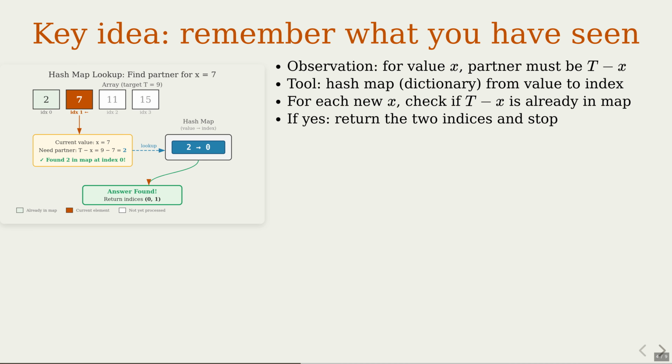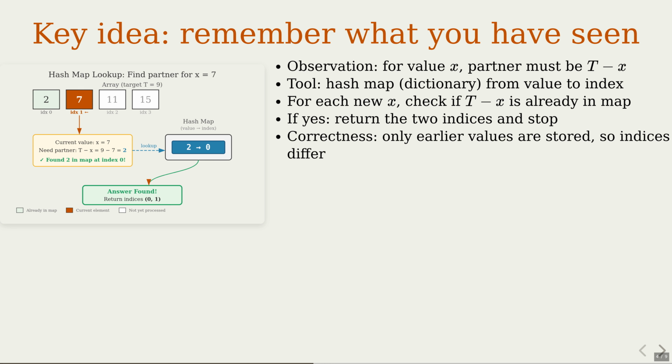If the partner is in the map, we already know the index of that partner, and we are currently at x, so together they form our answer, and we can stop early. And if the partner is not there yet, we just add x and its index to the map and keep going. Because we only scan the array once, and each map lookup is fast on average, the total work grows in big O of n, linearly with the array length.